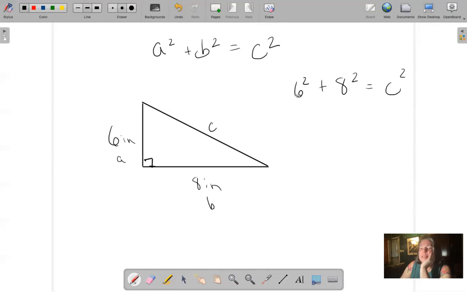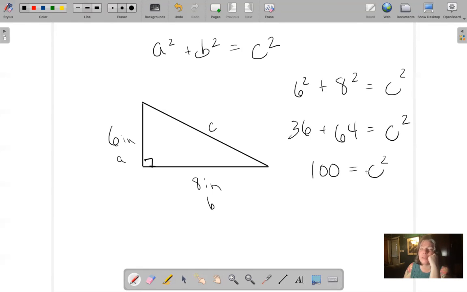All right, now what is 6 squared? 6 squared, 6 times 6 is 36. 8 times 8 is 64, equals C squared. What is 36 plus 64? 64, 74, 84, 94 plus 6 is 100. 100 equals C squared.